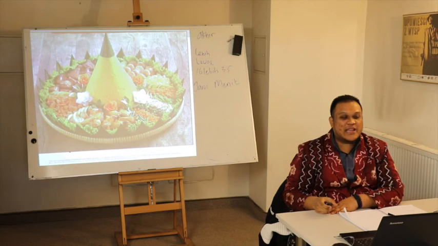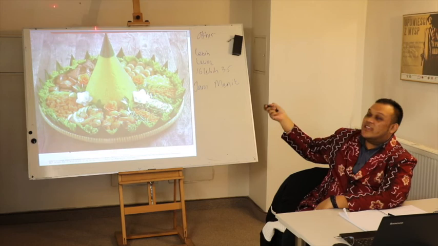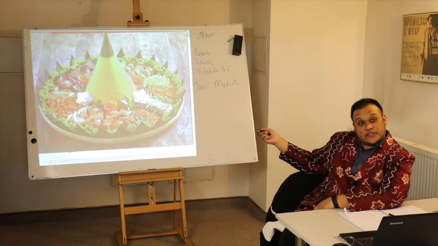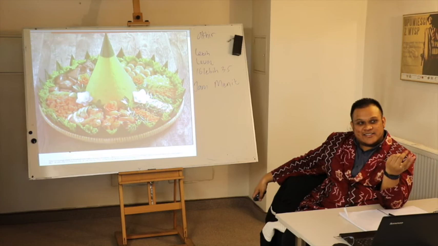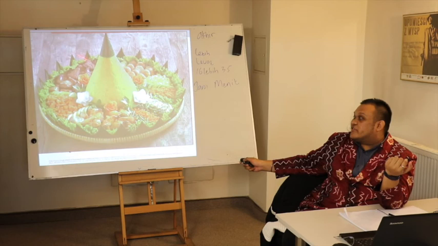So nasi is rice, tumpeng is like tumpeng, like high, with some condiments. There is a fried mashed potato here. There is a tempe bacem. Tempe, you know tempe? You don't know tempe. Tempe is a soy cake. Okay. Soy cake. And then we have tahu bacem. Tahu is tofu. Yeah. So after tempe, there will be tofu.